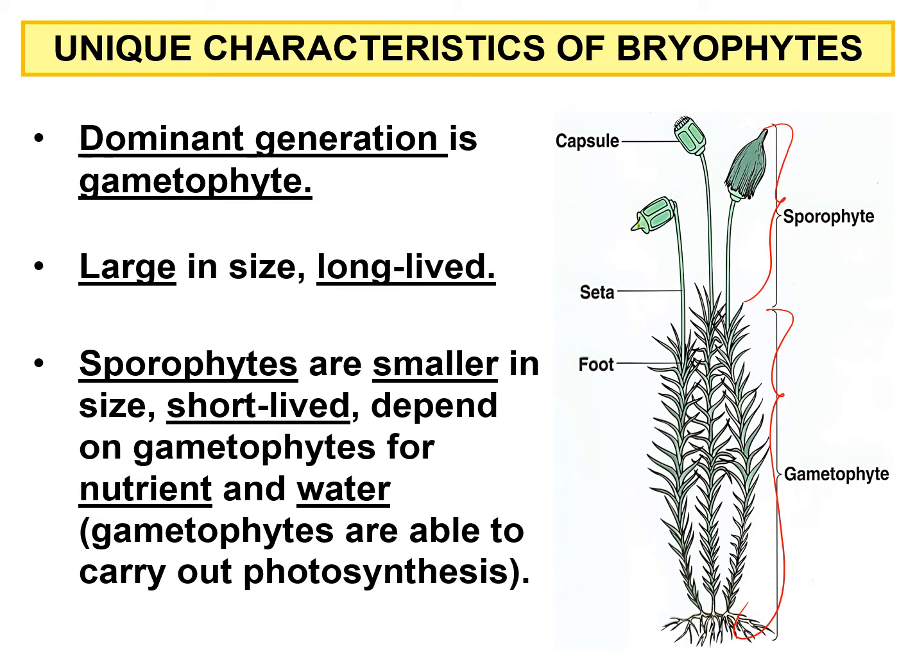The sporophyte depends on gametophyte for nutrients and water because it has a root-like structure that helps in food and water, nutrients and water absorption. And the gametophyte is able to carry out photosynthesis, so they store food, and the sporophyte depends on the gametophyte.